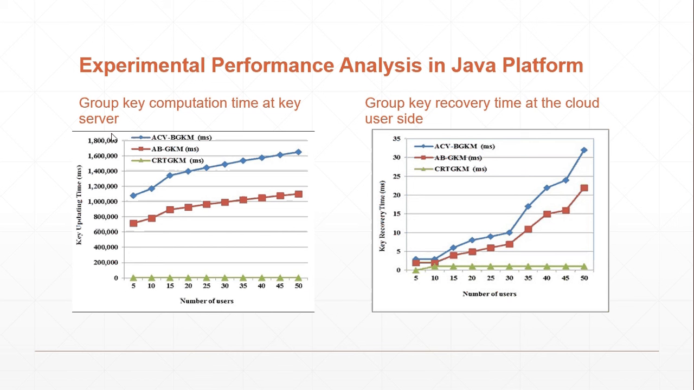When you see the group key recovery time for all the algorithms now, the ACV-BGKM has 34 ms for 50 users and ABGKM has 22 ms for 50 users. At the same time, CRTGKM has less than a second for 50 users.